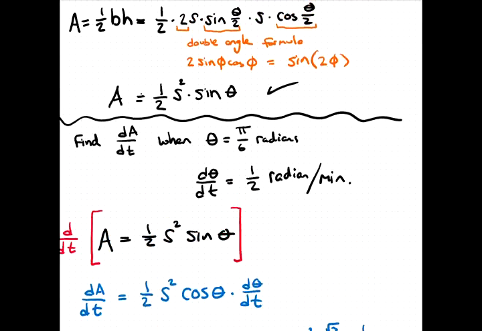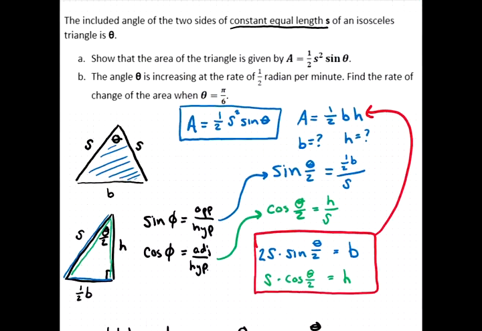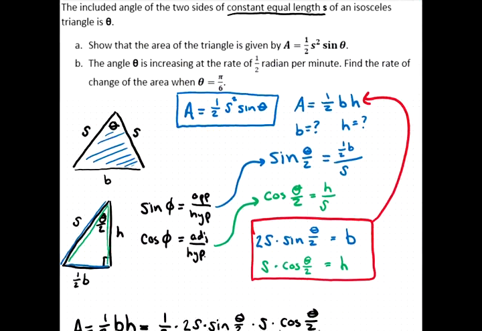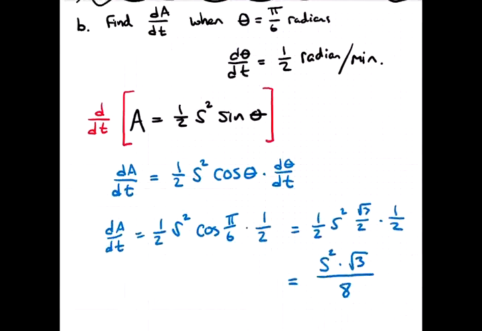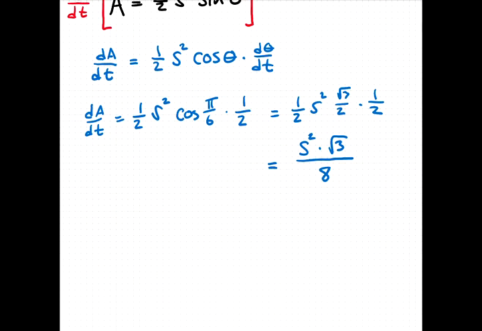And are we given units for length here? I don't think so. So we could just say square units. So our units for length aren't given, so units squared per minute. All right, and that does it. That does it for this problem.